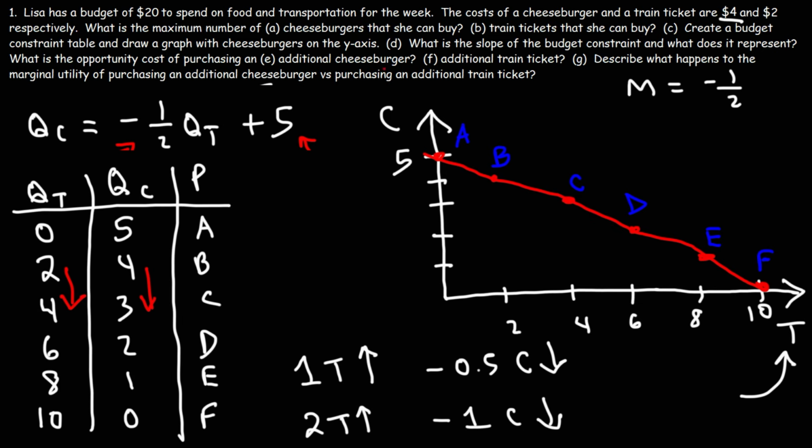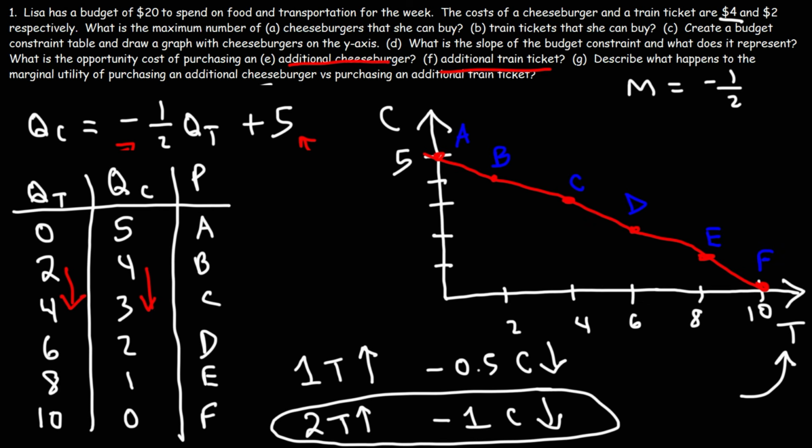So this leads to part E and F. What is the opportunity cost of purchasing an additional cheeseburger versus an additional train ticket? Well, we know the answer for F. The opportunity cost of purchasing 1 additional train ticket is giving up half a cheeseburger. So that's the answer for part F. Now, what about part E? What is the opportunity cost of purchasing an additional cheeseburger? Well, we need to reverse it. We could use this part.